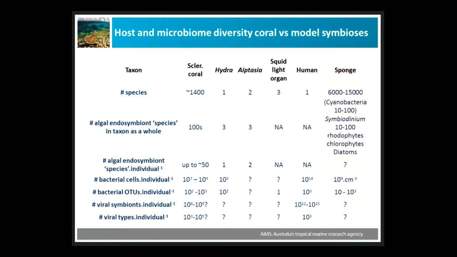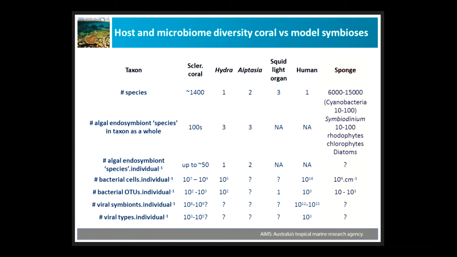Now, this table summarizes the other layers of diversity that I would like to talk about briefly. One thing we should realize is that with these different organisms, we're talking about very different taxonomic levels. When we talk about the coral symbiosis, we usually refer to scleractinian corals, and there are about 1,400 species. The green hydra, there's only one. There are two tropical Aiptasia species, three squid species that have this light organ symbiosis, one human species. And the sponges, of course, are a whole phylum. There are tens of thousands of species.